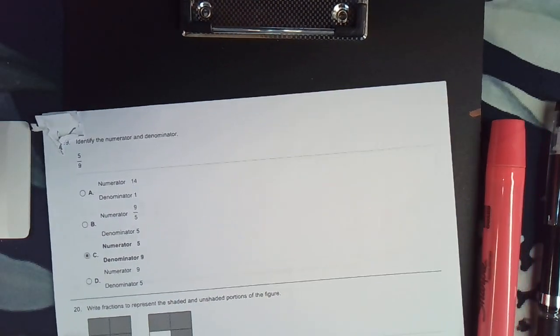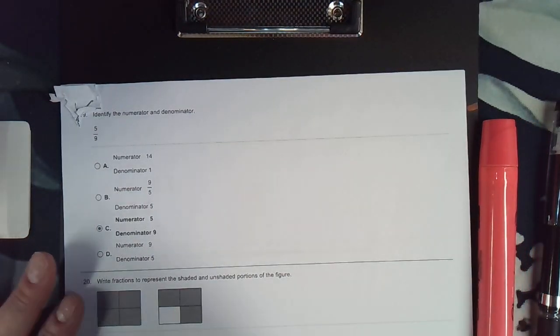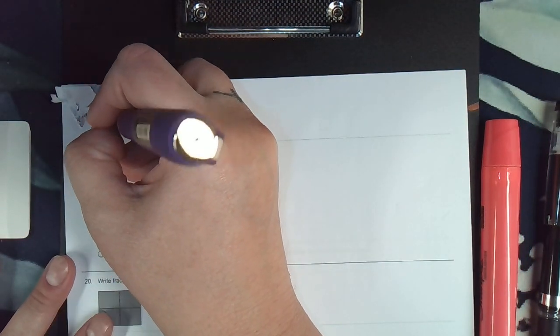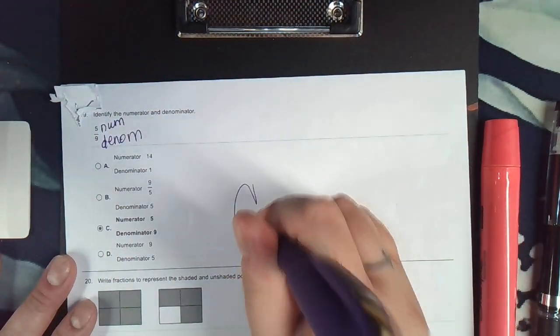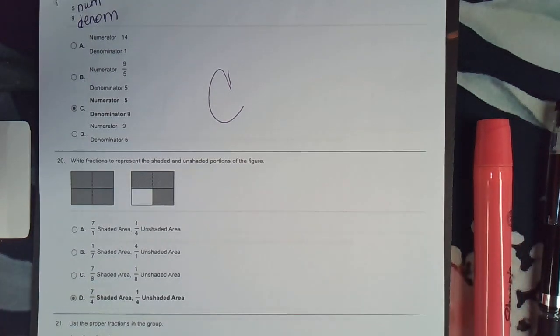Identify the numerator and the denominator. We know that. The top is the numerator. The bottom is the denominator. C. Okay, number 20. It says write fractions to represent the shaded and unshaded portions of the figure.